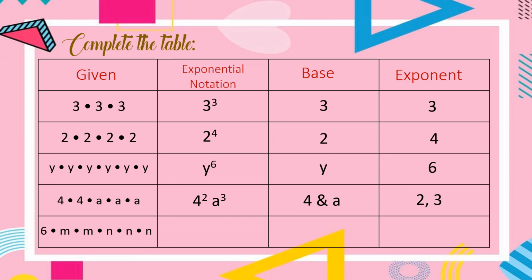Next, we have 6 times m times n times n times n times n. So, the exponential notation is 6m squared n cubed. The base are 6m and n. And the exponent is 2 and 3, or meron pang 1 yan, si 6. Okay?